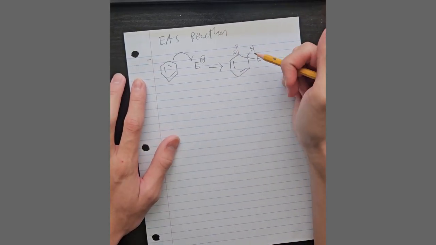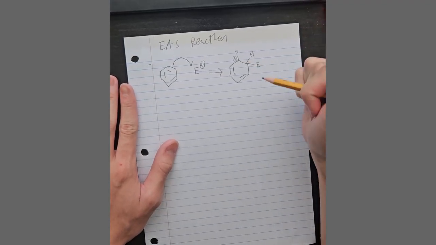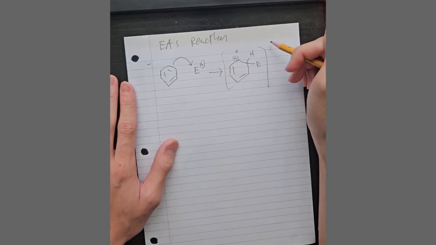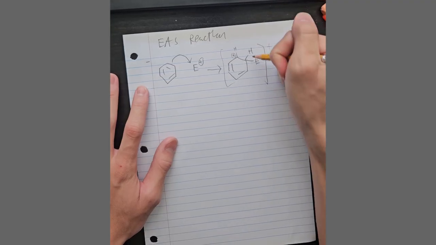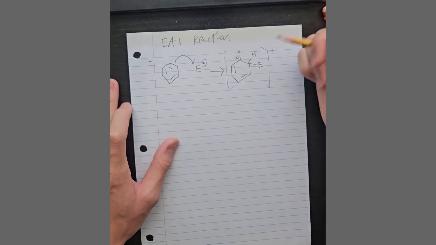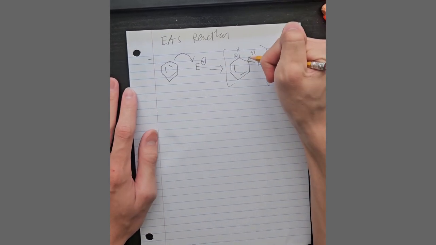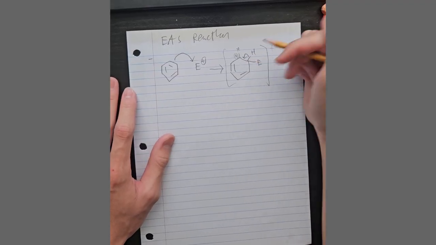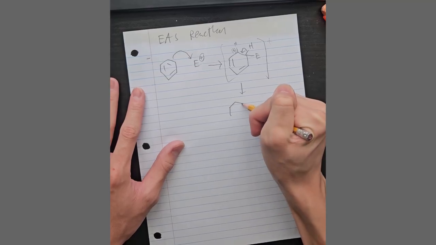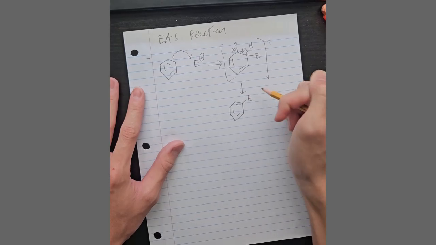And since aromatic rings are stable, it does not want to stay like this. So it's going to try to kick off one of the atoms here. And in the forward way of this reaction, it's just going to take the electrons from that bond with the hydrogen and put them back into the ring, giving us our product.